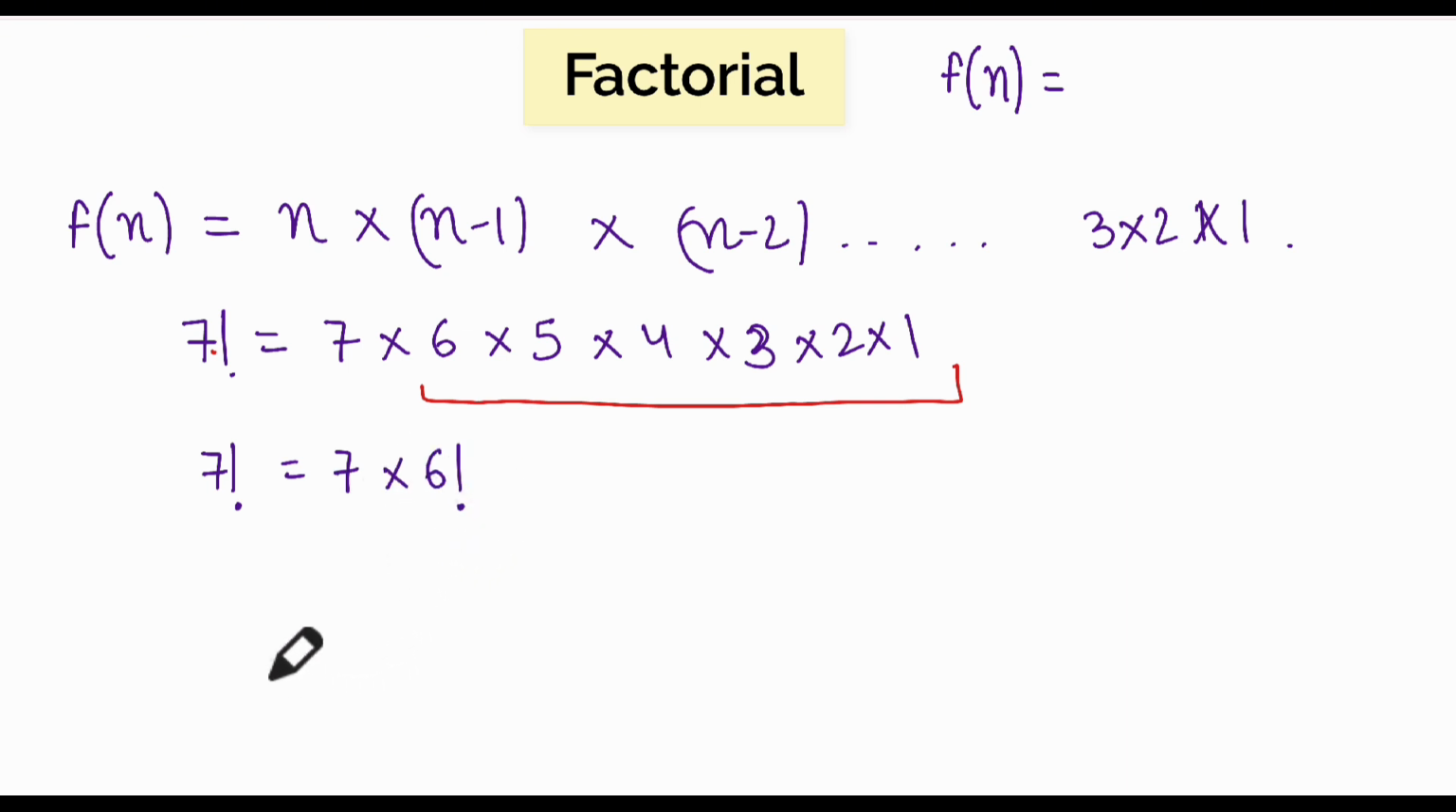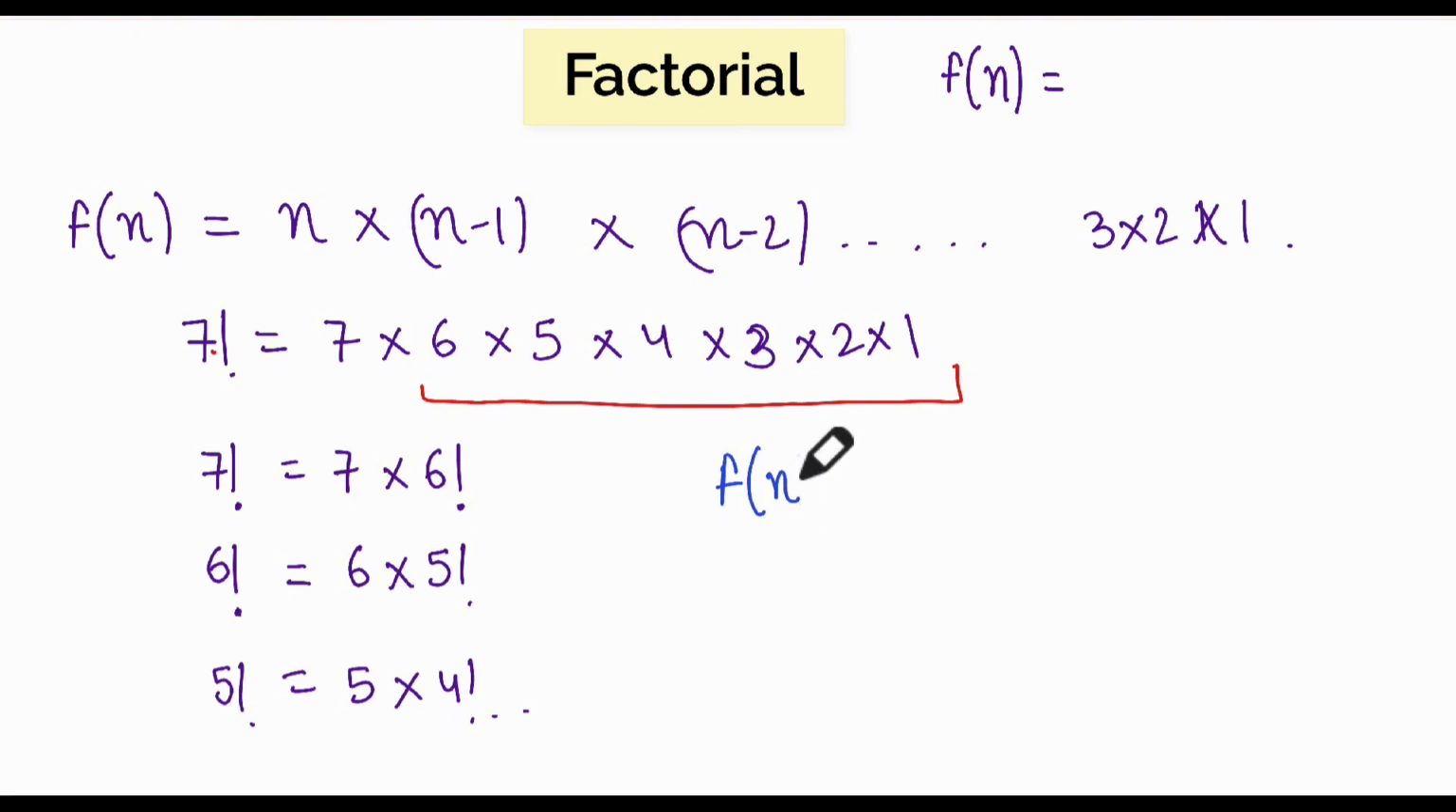Okay. Similarly, if 6 factorial is given to you, how can you write it? You can write it as 6 into 5 factorial. Similarly, 5 factorial you can write down as 5 into 4 factorial, and that's how you will keep going on. So if I have to generalize this term, how can I say that? I will say factorial of any term n is equal to n into n minus 1 factorial, right?